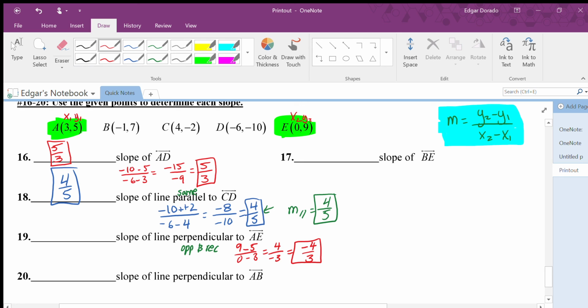Okay, but look what it said. It said I wanted something opposite and reciprocal to that. So in other words, I want something perpendicular to that. So my opposite reciprocal slope, in other words, my perpendicular slope to that would be the opposite, so a positive 4 over 3, but also the flip version or the reciprocal. So really I want 3 over 4.